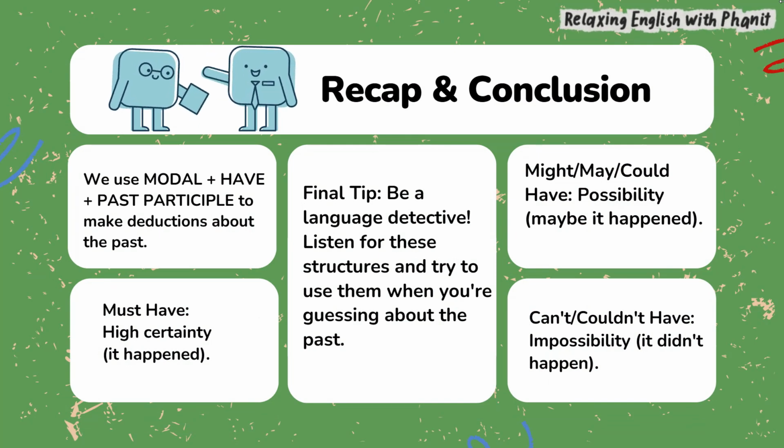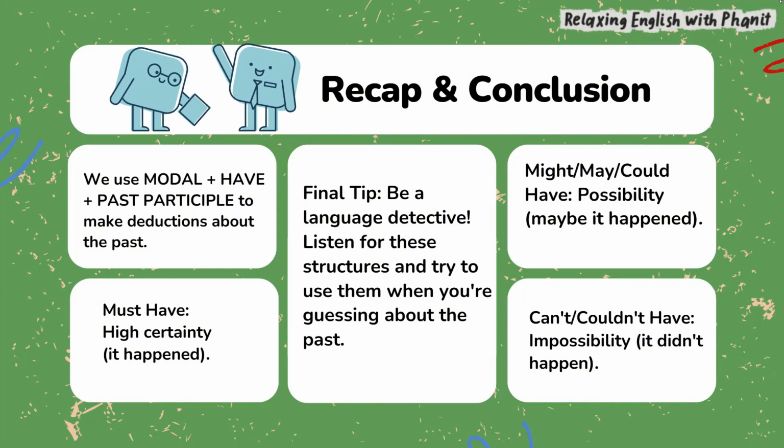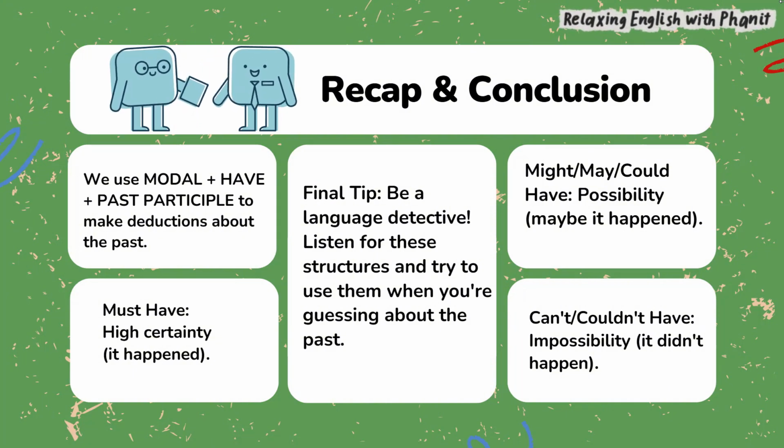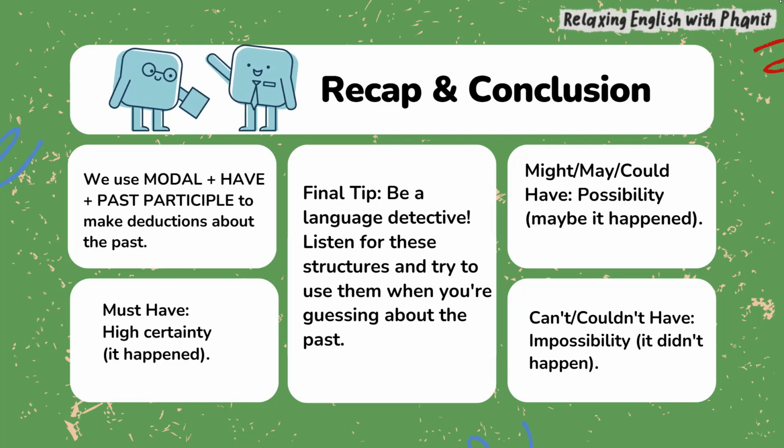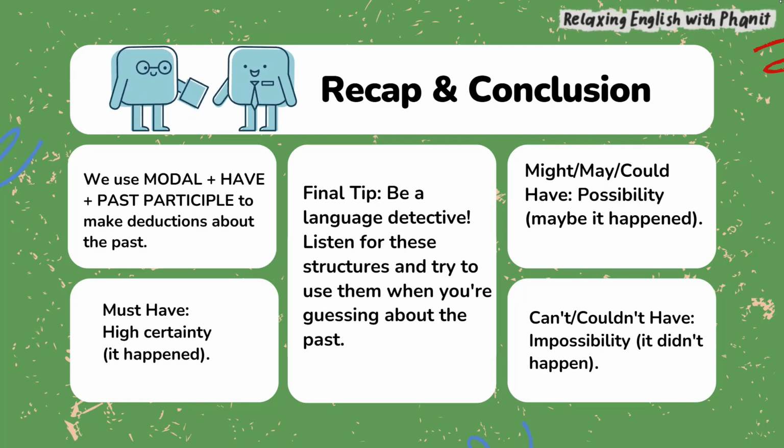So, let's do a final recap. You are now officially language detectives. Remember the golden formula. Modal plus have plus past participle. Use must have for high certainty. Might, may, could have for possibility, and can't, couldn't have for impossibility. My final tip? Listen for these in movies and conversations. The more you notice them, the more naturally you'll start to use them.